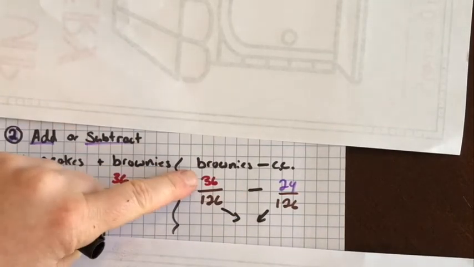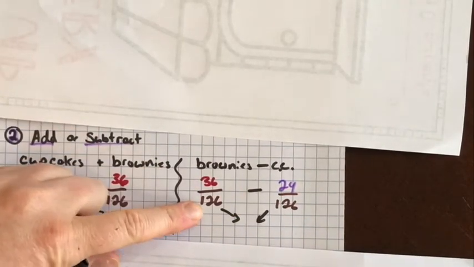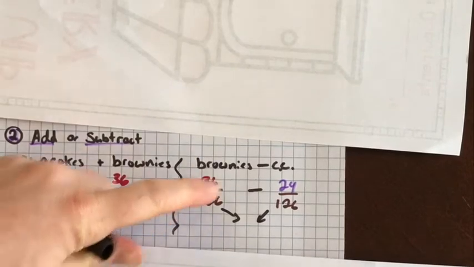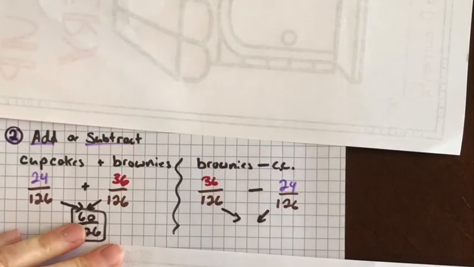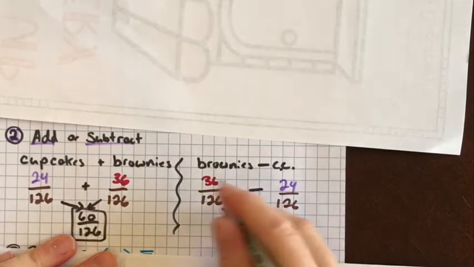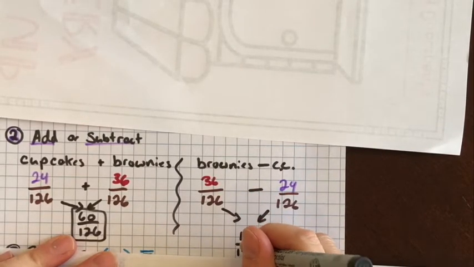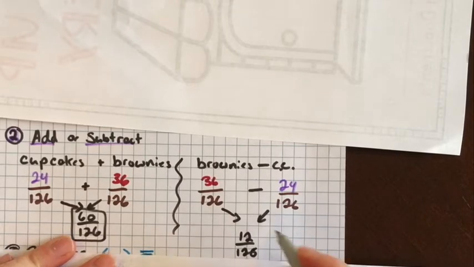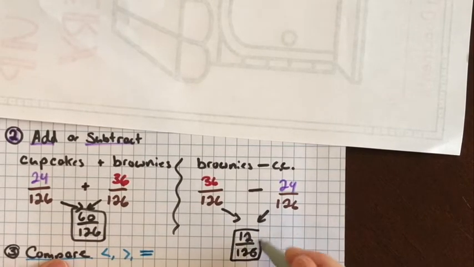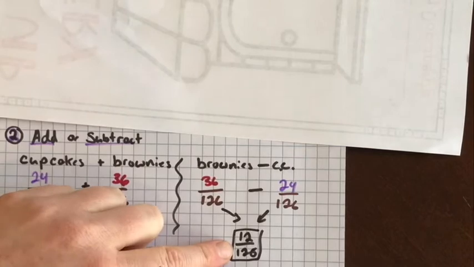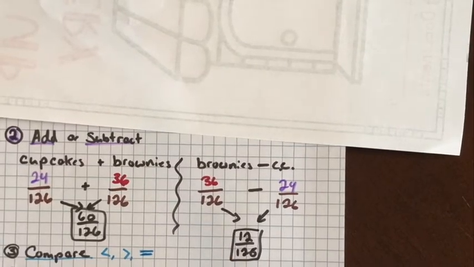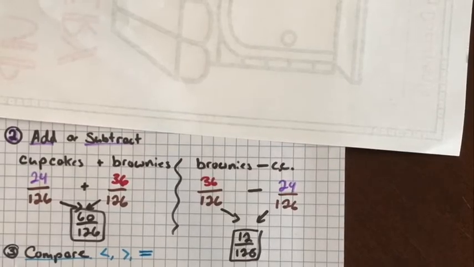Now, we simplify those 2 fractions down to 1 using that operation. 36 out of 126 minus 24 out of 126. What do you get? You get 12 out of 126. And by the way, you could simplify that fraction down even further. Imaginary bonus points if you're able to do it. And submit your answer.